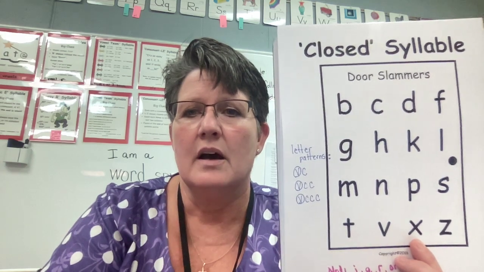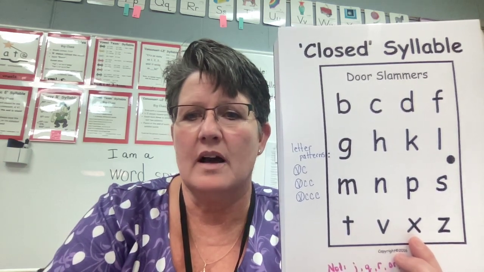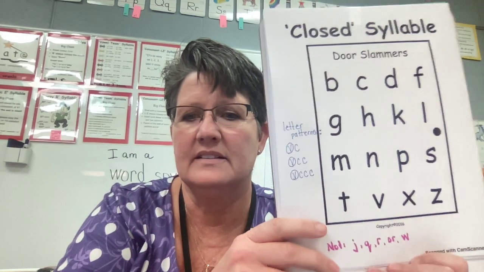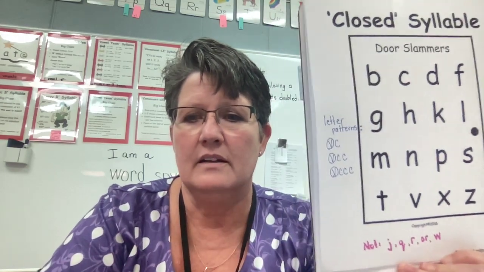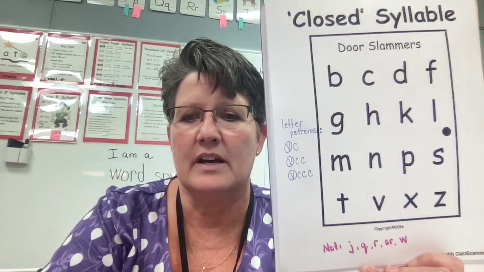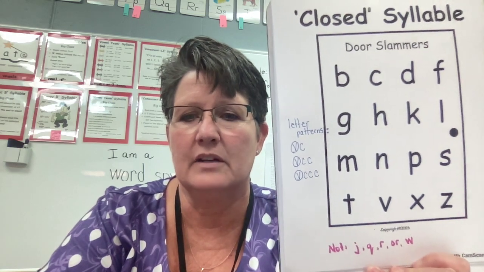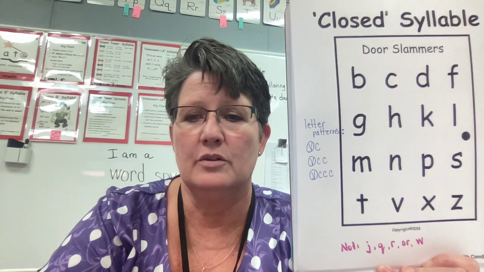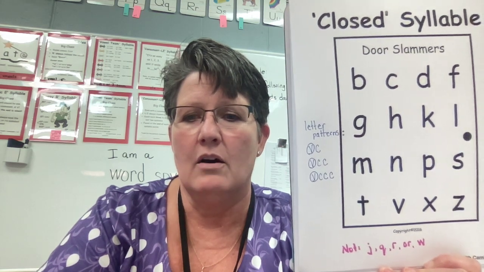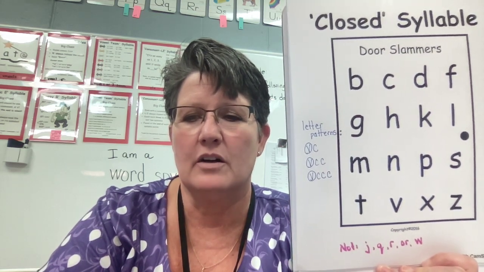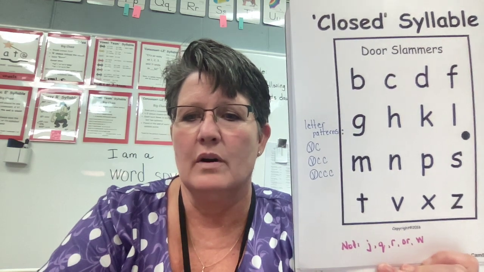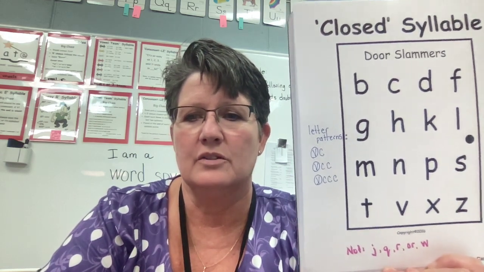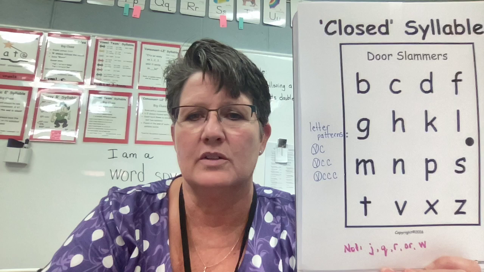Okay, so you'll notice that every single one of the consonants are here except J, which English words don't end in, so that can't be a door closer. Then Q, which you always have QU beside it, and then R, which is R controlled vowels, or W. Those are the ones that cannot be door slammers.